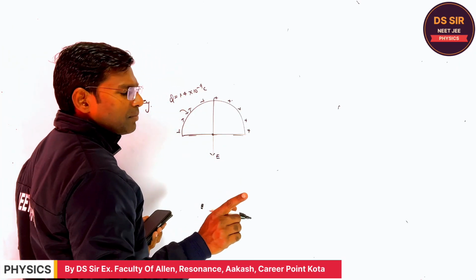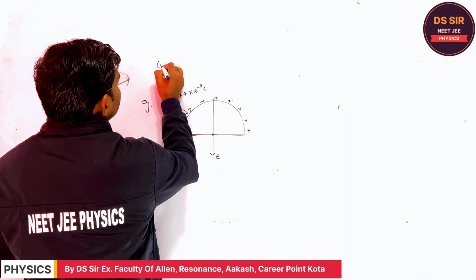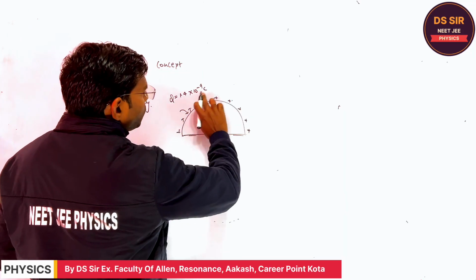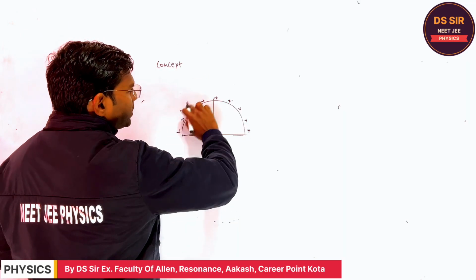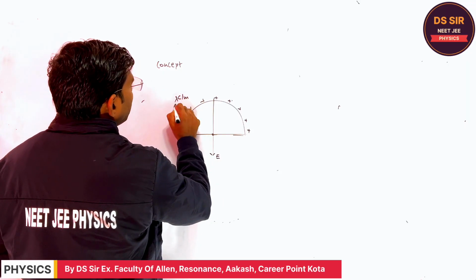Do you know the formula? No, sir. So we can derive this first, right? First you will write the concept. Suppose this is the charge and it is distributed over this. The linear charge density is lambda coulomb per meter.